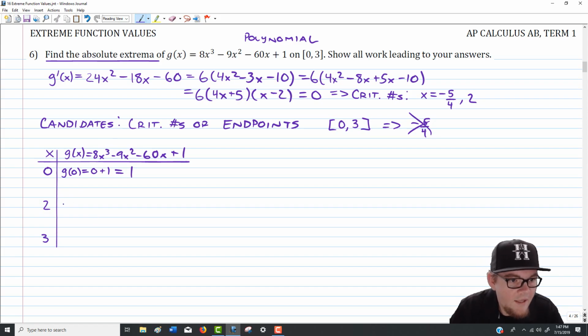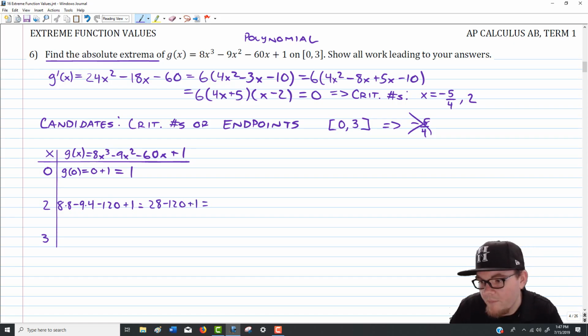This is going to be 8 times 8, because 2 to the third is 8, minus 9 times 4, minus 120, plus 1. That's 64 minus 36, which is, I believe, 28, minus 120 plus 1 is going to be our value. Making sure I get the right numbers here because I don't want to spend forever on it, we get -91 as our value. I think that makes sense. 29, 30 minus that would be -90. You have one more there.